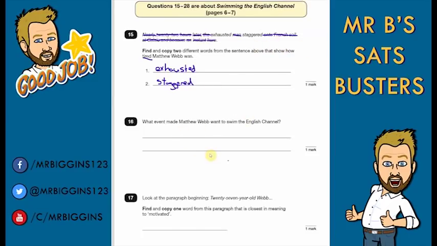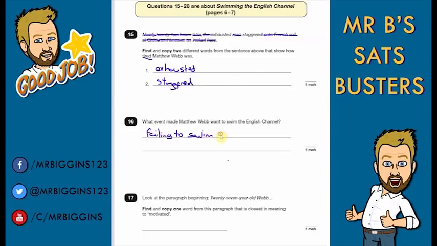Question 16 asks us what event made Matthew Webb want to swim the English Channel. Now, if you have a look in the piece of writing, it says that Matthew Webb was inspired to do the swimming when J.B. Thompson failed to swim it in 1872. So just checking there. So it was J.B. Thompson failing to swim the English Channel, which was what inspired him.